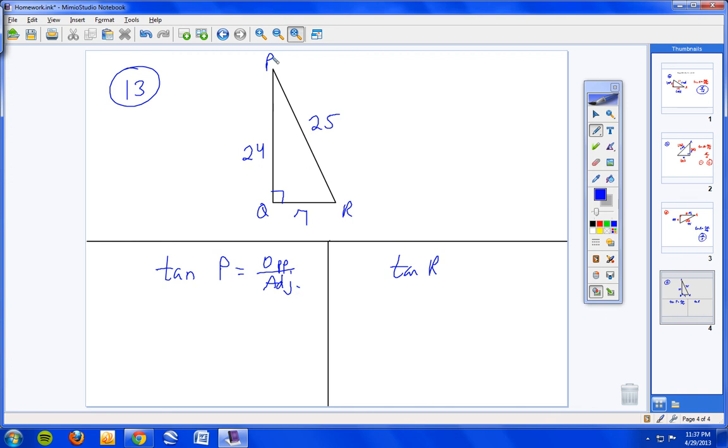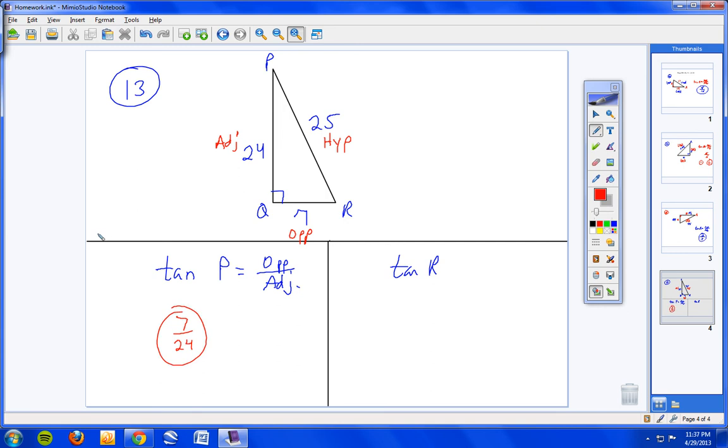Tangent of P, go to P and go straight across to 7. That's going to be our opposite side. Of course, this is your hypotenuse, and the other side is your adjacent. So how do you find the tangent of P? Opposite over adjacent, 7 over 24. You cannot reduce that, so that's your answer.